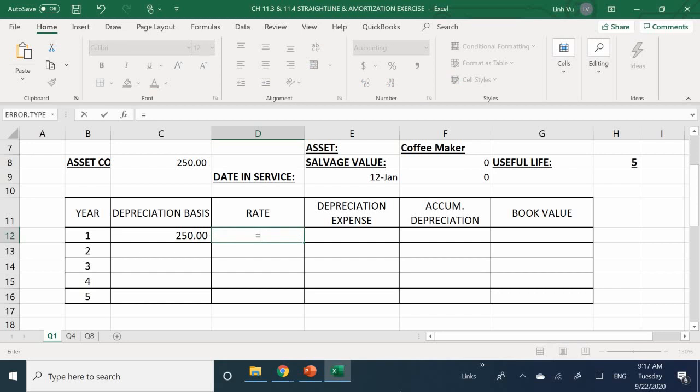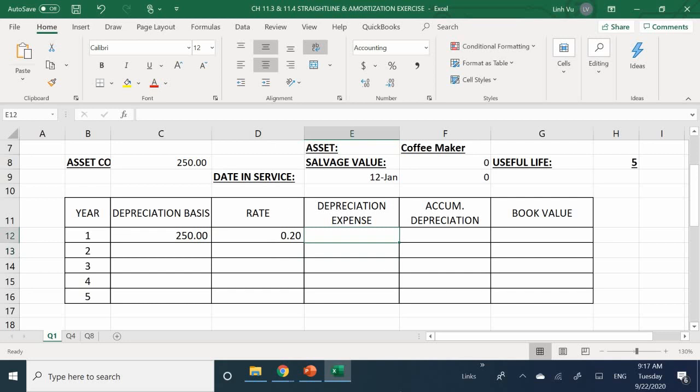1 divided by 5? 20. Oh gosh, yes, it's 20%. I don't know where I got the other figure; I was calculating and probably used a different figure. So what is going to be our depreciation basis for the first year?